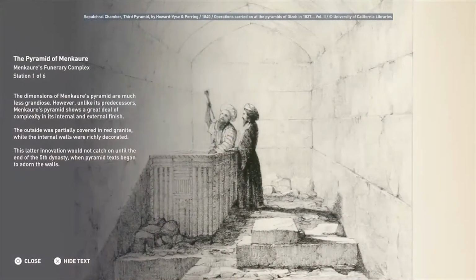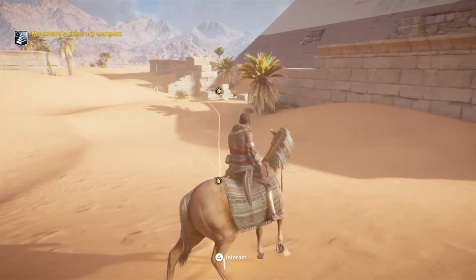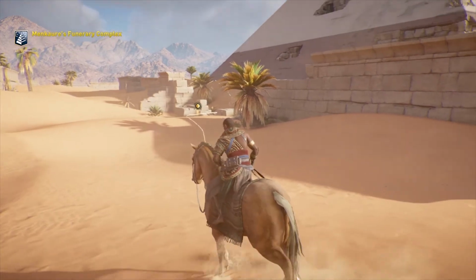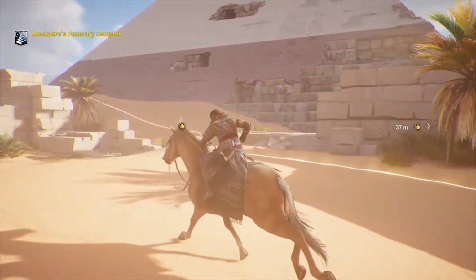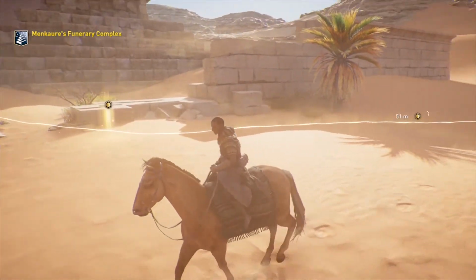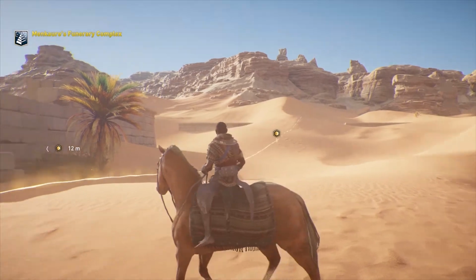The dimensions of Menkaure's pyramid are much less grandiose. However, unlike its predecessors, Menkaure's pyramid shows a great deal of complexity in its internal and external finish. The outside was partially covered in red granite, while the internal walls were richly decorated. This latter innovation would not catch on until the end of the 5th dynasty, when pyramid texts began to adorn the walls.